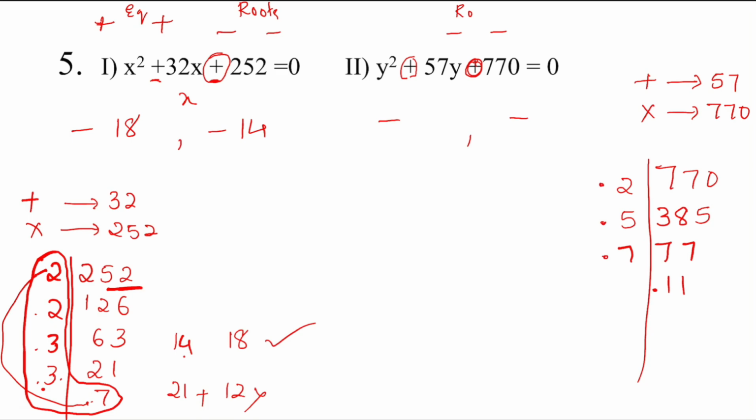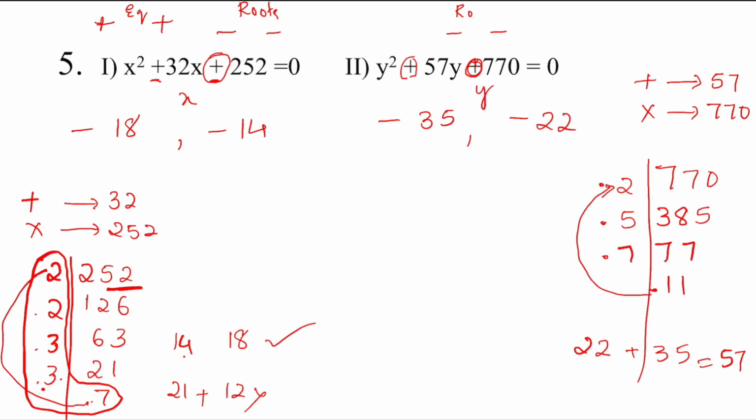Now you have to see the combination of these such that you get addition 57. Now 11 sevens is 77, but 77 if you add with anything it will be more only. So 11 combining with 7 will not give. Now 11 combined with 2, we will see. 11 twos is 22, 5 sevens is 35. So 22 plus 35 will give us 57. Yes, so 35 and 22 are our roots. So write 35 here and 22 here. So these are our y roots.